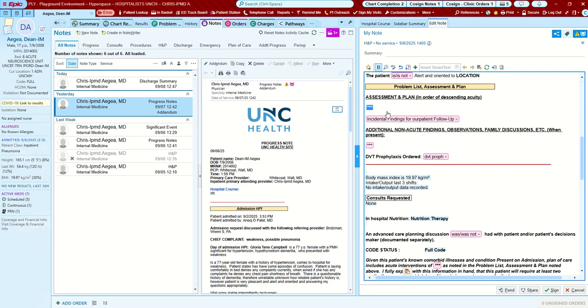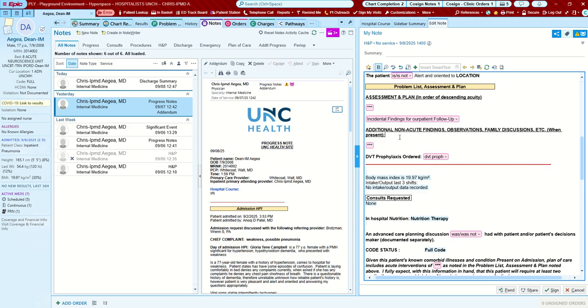You come into your assessment and plan, problem list, bulleted so that it's easy to adjust, incidental findings for follow-up. That's nothing other than that smudge on the x-ray or the lab work that you're not doing anything about. Anything that doesn't have to do with acute problems or that you're not going to address in the hospitalization, just put it in there for outpatient follow-up. That's a huge issue for patients, and it's also a huge liability issue.